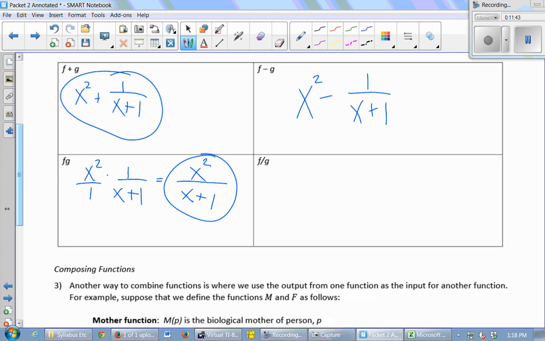Right. F over g, so that's going to be x squared over 1 over x plus 1. And I can simplify that in one step. I could rewrite x squared as x squared over 1 and flip and multiply the fraction in the denominator. So times x plus 1 over 1, and I get x cubed plus x squared.